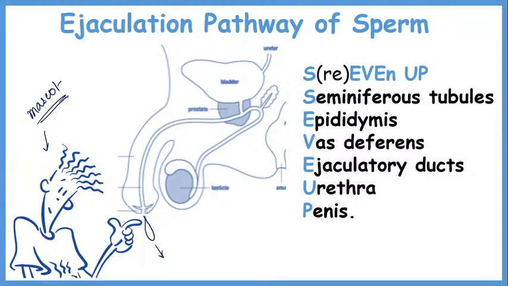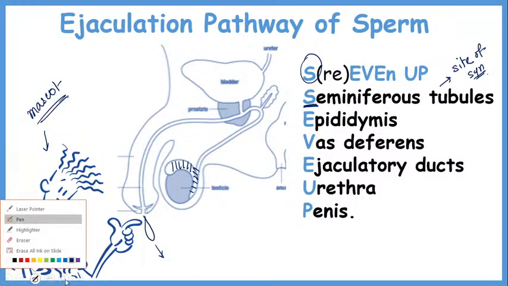Now to remember that, remember the cold drink 7-Up. In 7-Up, the S stands for the seminiferous tubule. Seminiferous tubule is the site of synthesis of sperm, right? Then we have the epididymis. After the seminiferous tubule, what we have, this part is the epididymis. Can you recall? After the epididymis, what do we have?